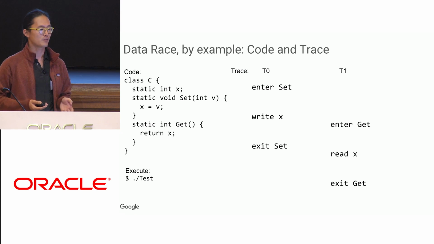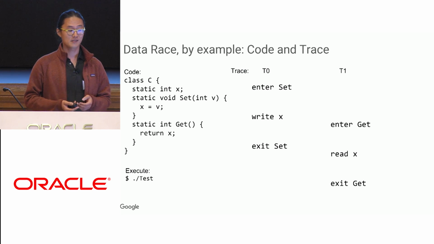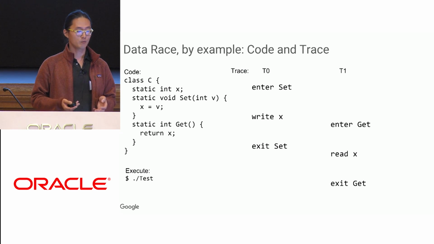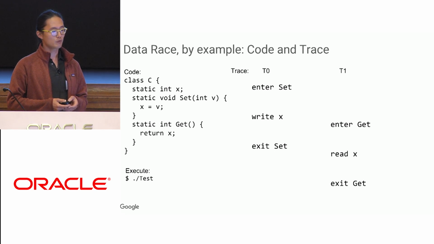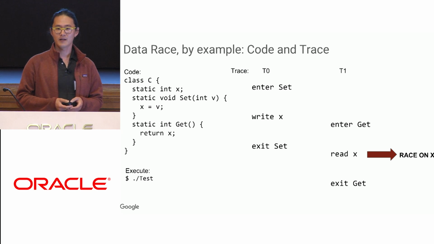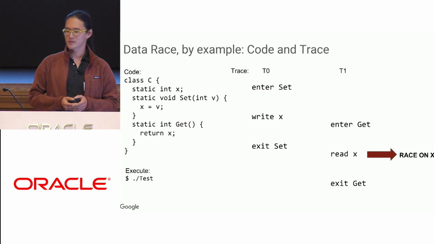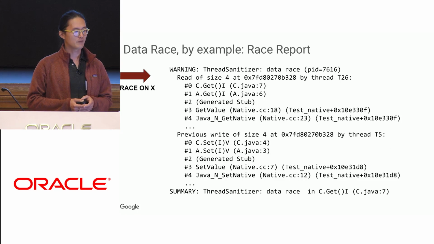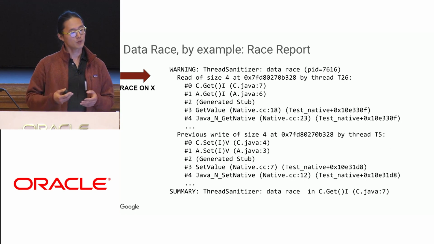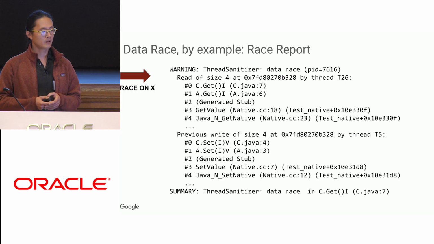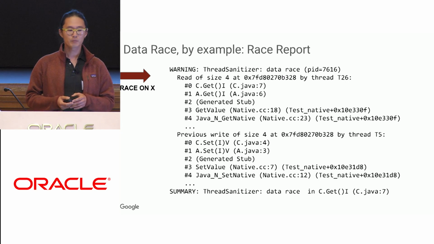There are two threads, T0 and T1. T0 enters the set method, writes x, exits. T1 enters the get method, reads x, exits. Very simple stuff. And what the tool does is tell you that you have a race on x. And that's very binary. It's not really interesting. So it actually gives you a lot more. This is a stack trace type race report that you will see. It's a lot of text, but it's worth going over the contents a little bit.